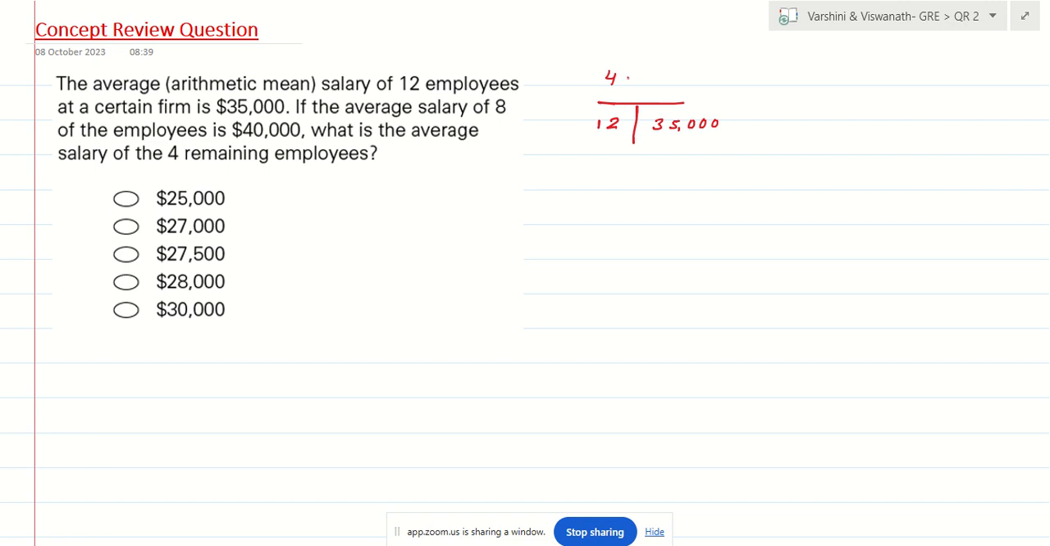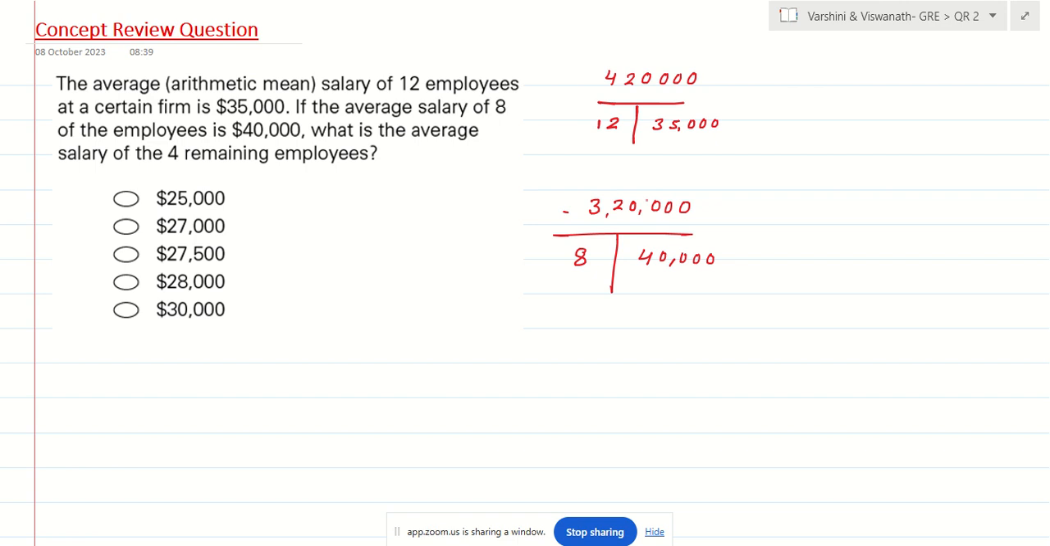So 4, 2, correct, no? Okay, next one. If the salary of 8 of the employees, so 8 employees salary, how much is given as the average? 40K, no? So how much will we get? Correct.